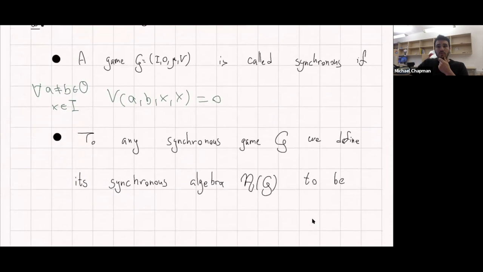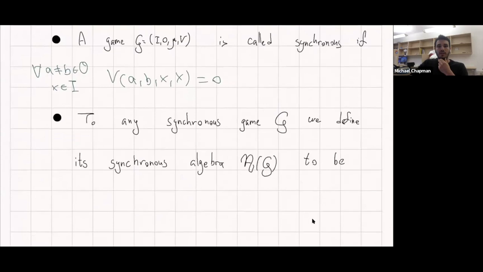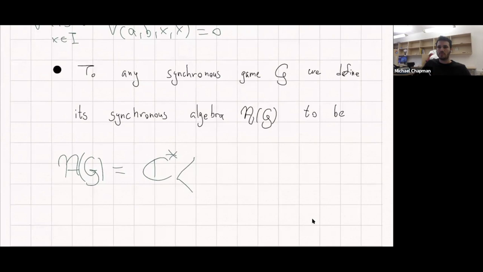Now I want to define, using a synchronous game, an algebra. Okay, so this will be a star algebra. It's called the synchronous algebra of the game, or just the game algebra. And it is defined as follows. So A of G is the star algebra generated, so I'm going to give a finitely presented star algebra. You take the non-commuting polynomials in the generators that I'm giving you now, together with their formal conjugates, and you mod out by the ideal generated by the relations that I'm going to give in a moment.